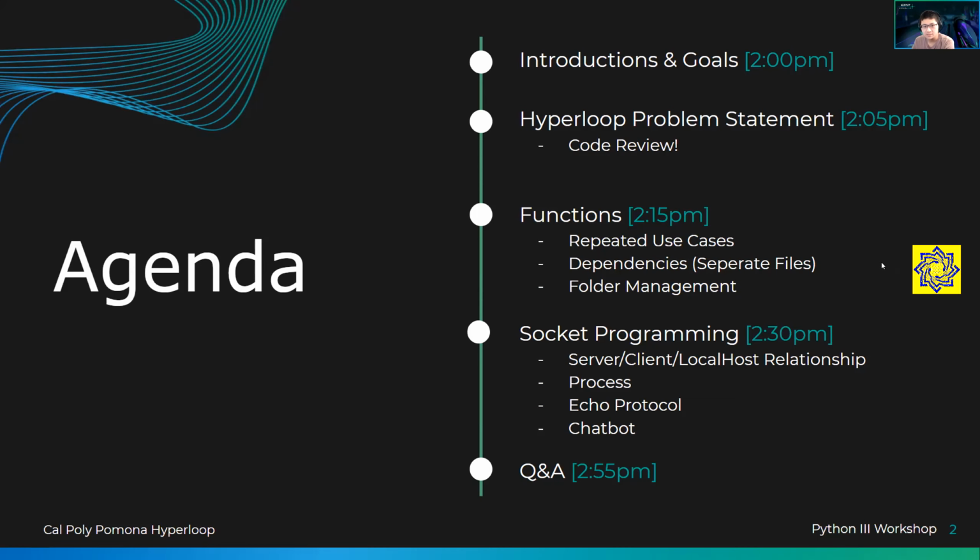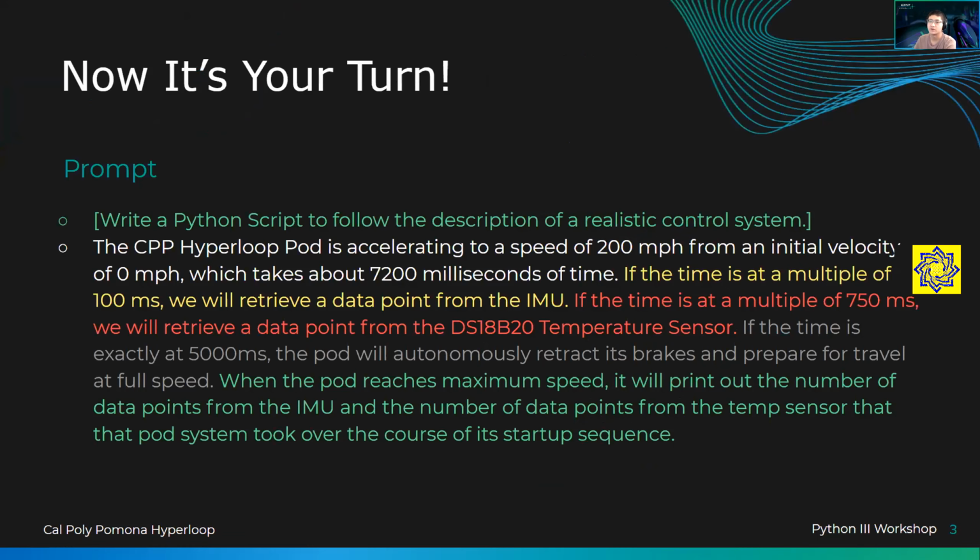All right. So in the previous workshop, I don't know if anyone here has gotten the memo or has come up with a solution to this, but we have this problem statement. We need to write a Python script to follow the description of a realistic control system. The control system says the following. The CPP Hyperloop pod is accelerating to a speed of 200 miles per hour from an initial velocity of 0 miles per hour, which takes about 7,200 milliseconds of time. If the time is at a multiple of 100 milliseconds, we will retrieve a data point from the IMU.